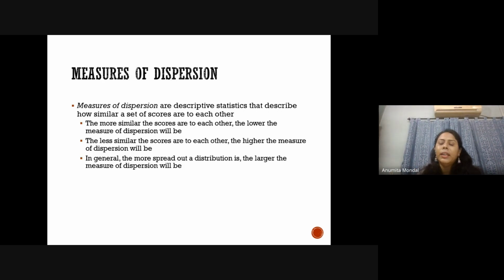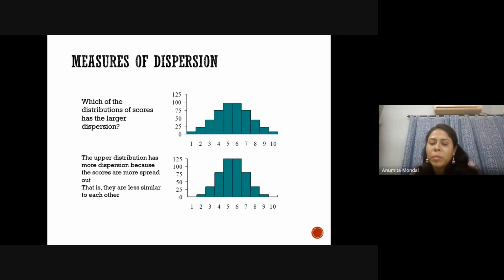Next is measures of dispersion. Dispersion means how much the data is dispersed from the mean value. For example, suppose there is a student whose marks are 10, 15, and 12, and their average is some value, and in another case the values are different. We can see that the means of both are the same, but the spread of the data is not the same. So from the measures of dispersion, we can calculate the spread of the data.